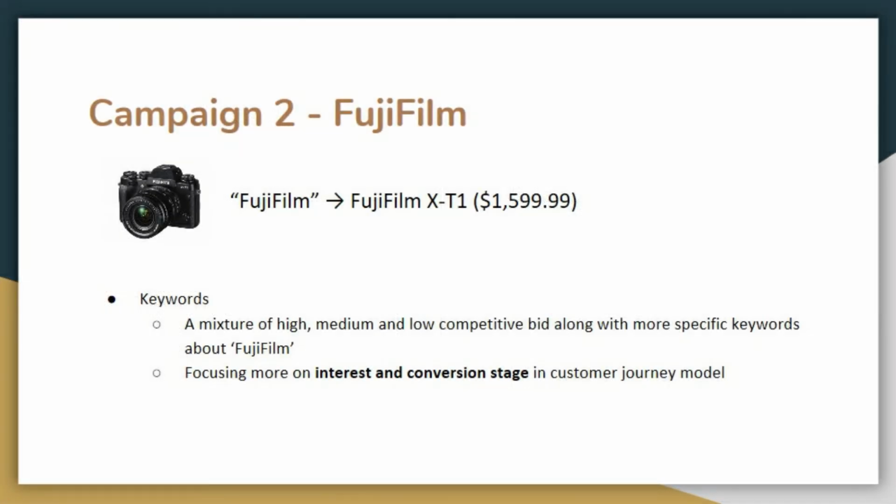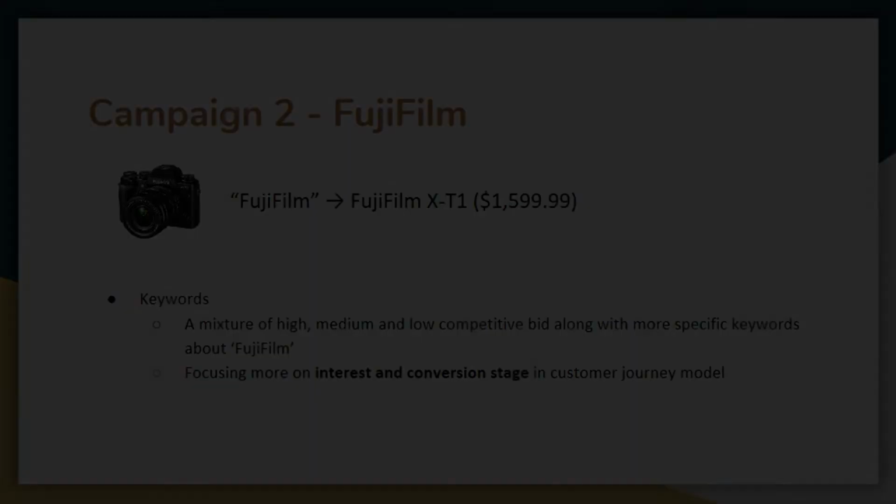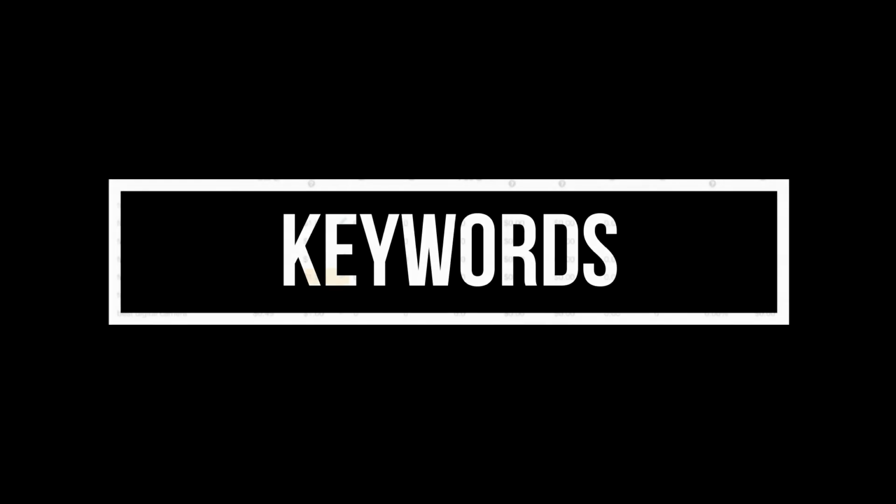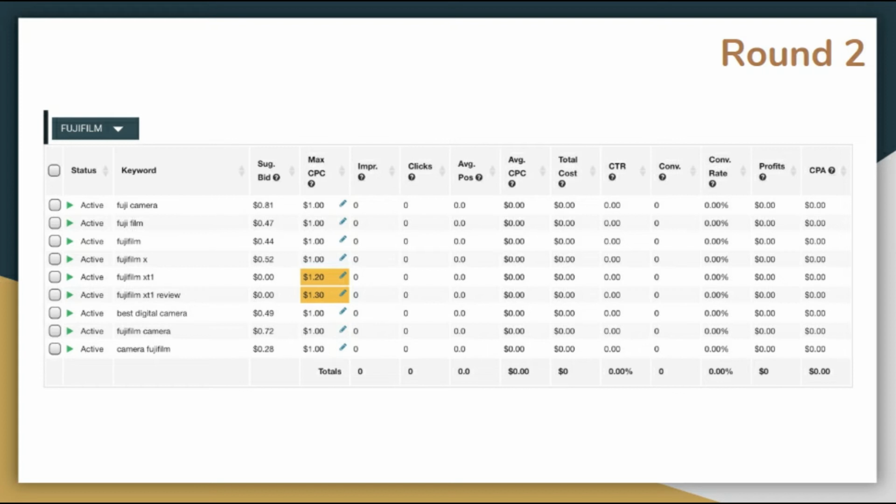For Fujifilm, we chose the Fujifilm X-T1, which costs $1,599.99. It is the professional, high-end camera from Fujifilm. For this product, we try to focus more on the interest and conversion stage in the customer journey, so we decided to use keywords which are a mixture of high, medium, and low competitive bids along with more specific keywords about Fuji.